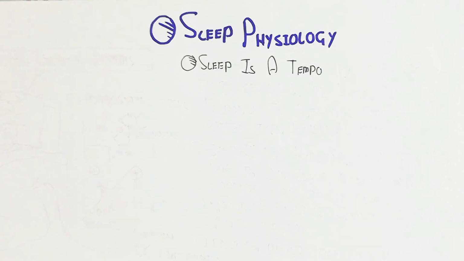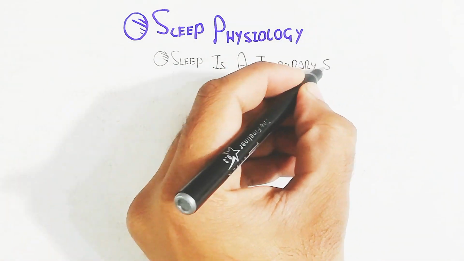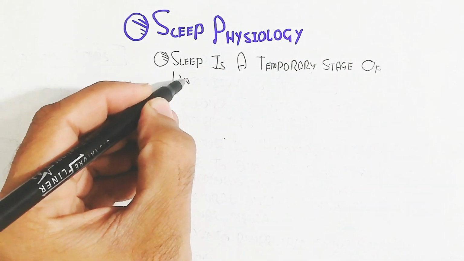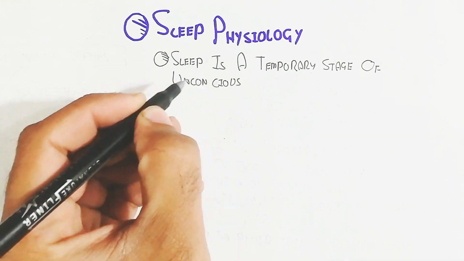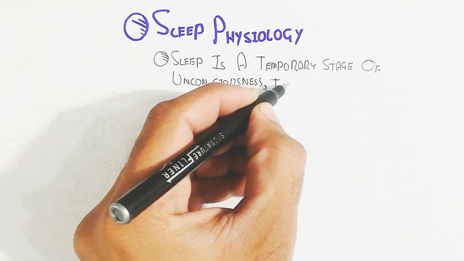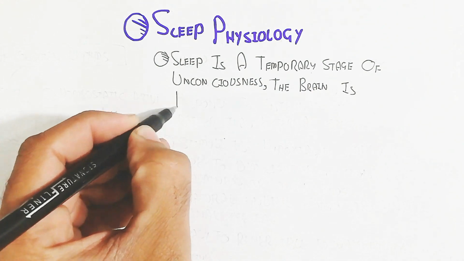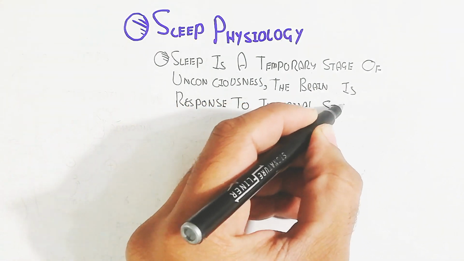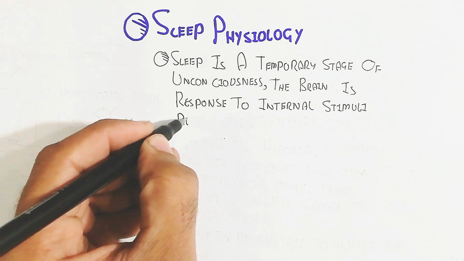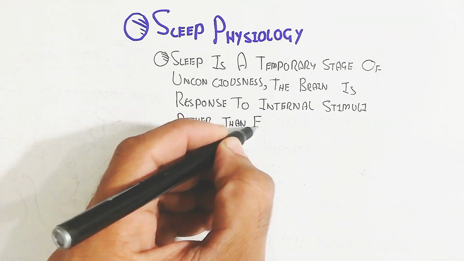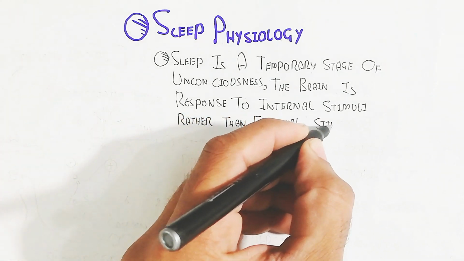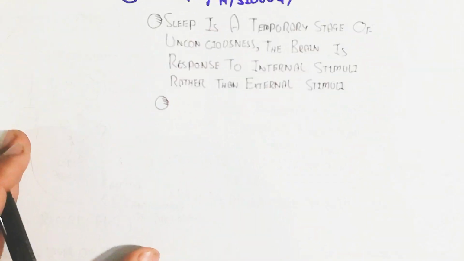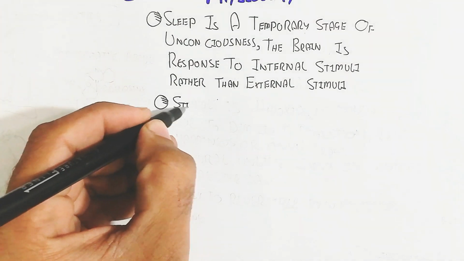Sleep is a temporary state of unconsciousness, and the brain responds to internal stimuli rather than external stimuli. So remember, during sleep the internal response will change, and the internal stimuli will trigger sleep. Sleep is very important for cell division. So during the night time, cell division and growth will increase.